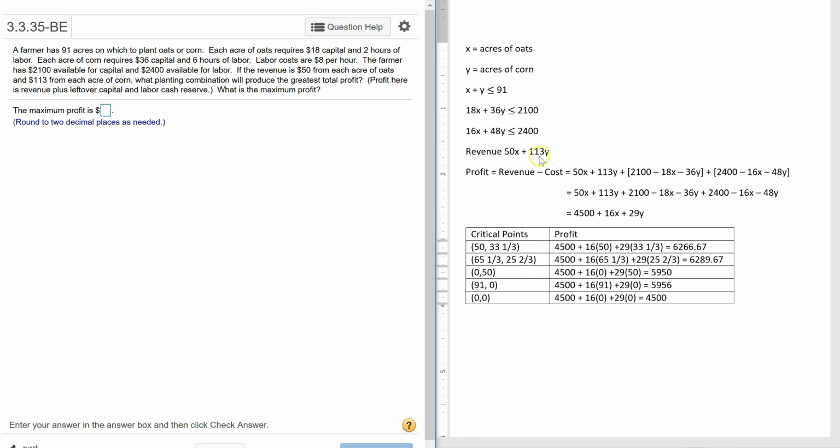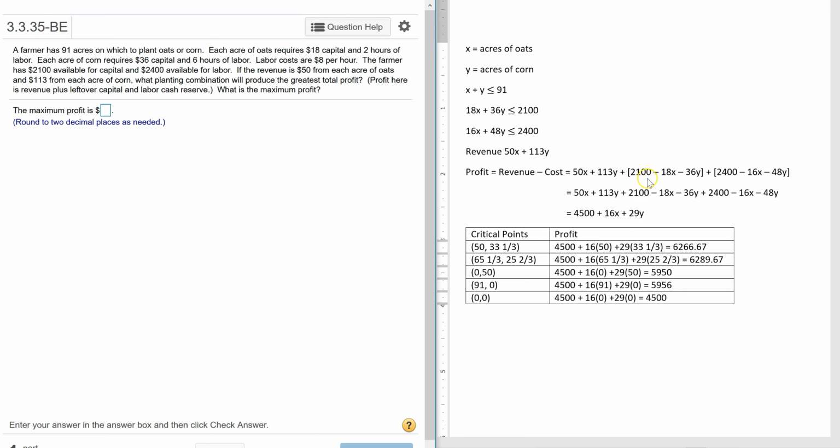Now the most challenging part of this is that it actually asks what's the maximum profit. Usually it's the maximum revenue. So I do need to think about profit as revenue minus cost. First of all, the revenue is going to be $50 for every acre of oat and $113 for every acre of corn. So that'll be their revenue.